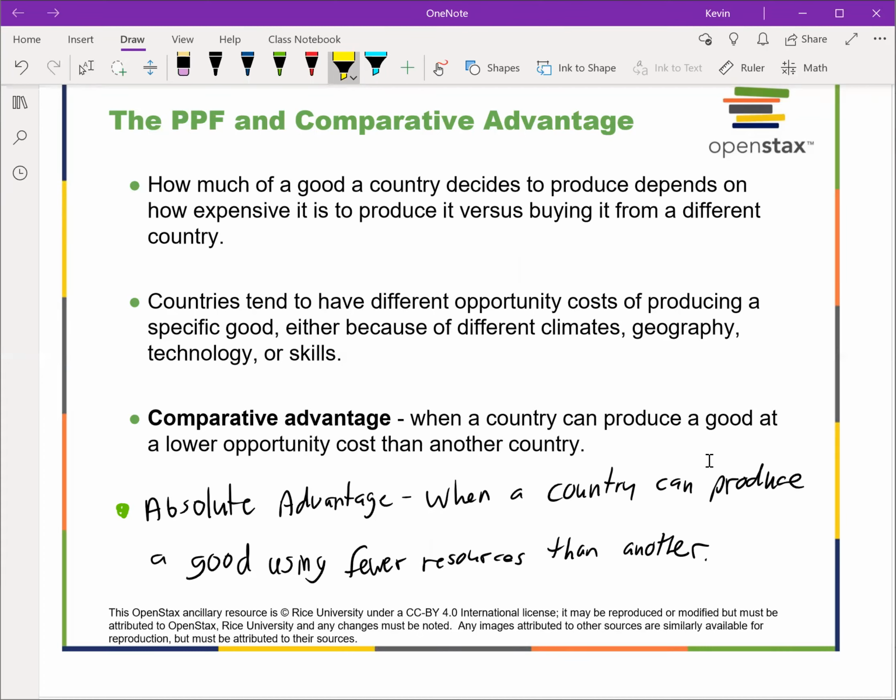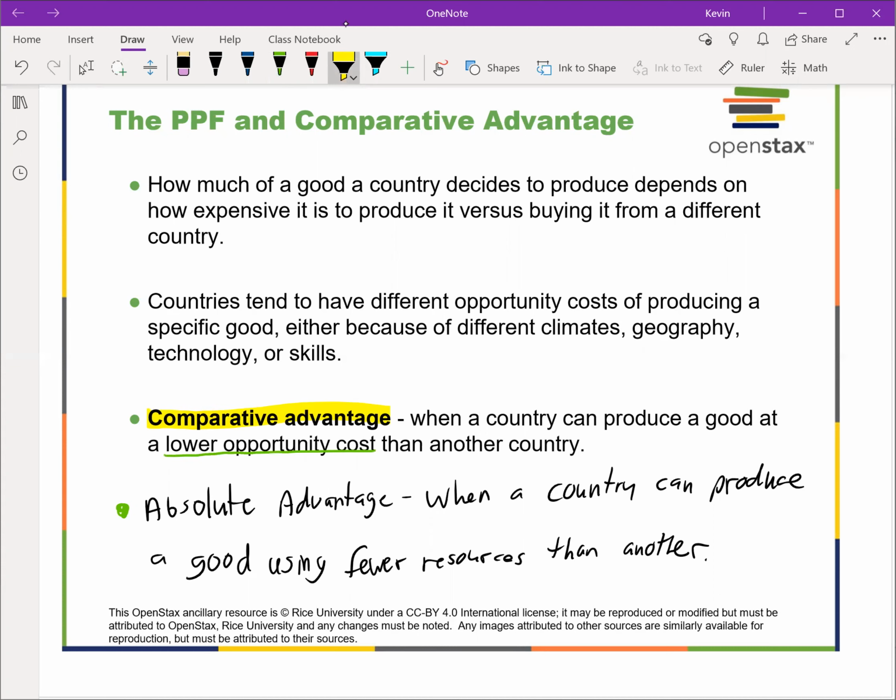So two key phrases that we're going to see here. The first is called comparative advantage. What this part is saying is that a country can produce a good at a lower opportunity cost than another country. So this means I have to give up fewer of another good than another country does.